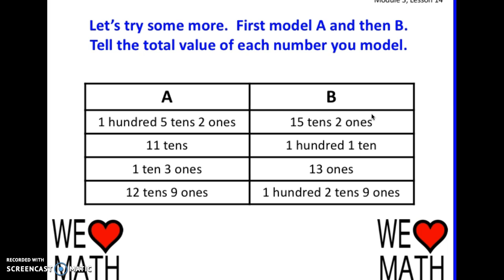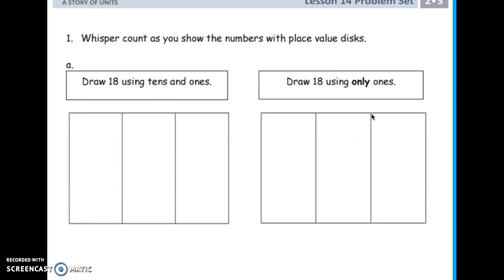I want you just to look at this first one that we're going to be doing on our problem set, and then you're going to be doing the rest of them. Whisper count as you show the numbers with place value discs. So this says draw 18 using 10s and 1s. How would I do that? How would I show 10s and 1s? Well, I think I'm going to draw a 10 here. And that right here will be my 10. And then I need to draw 8 ones.